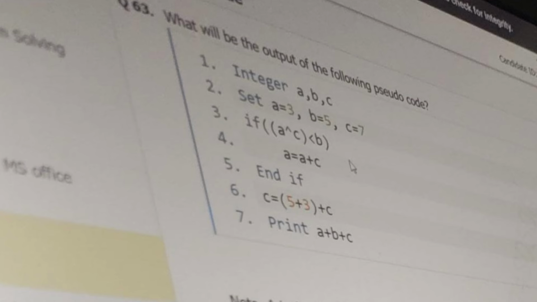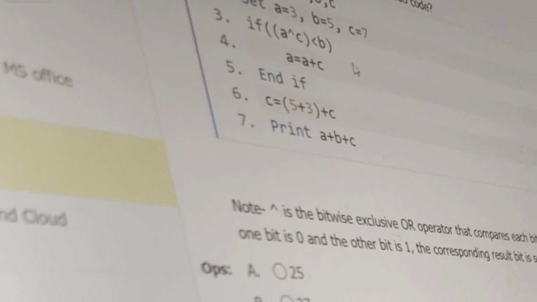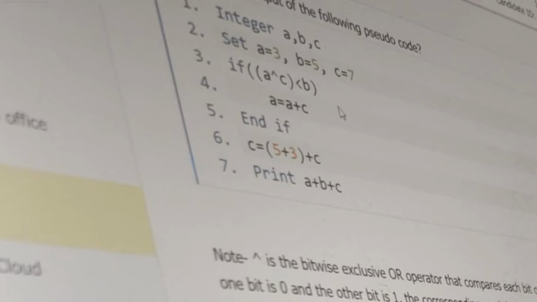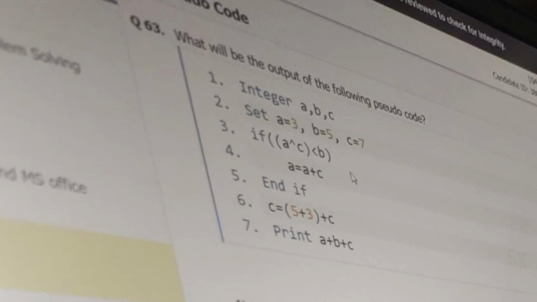Then we are checking this condition, then perform this, and then c's value is initialized again, then print a plus b plus c. Okay, so the options provided are 25, 37, 30 and 32. So please pause the video and try to solve the problem by yourself, then watch if your answer is matching with me or not. Okay, so let's start.